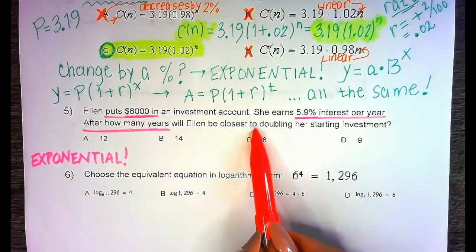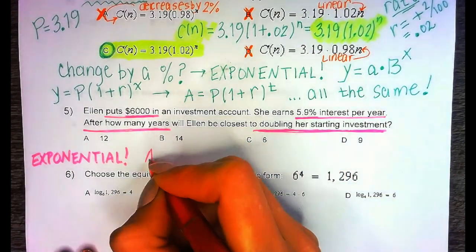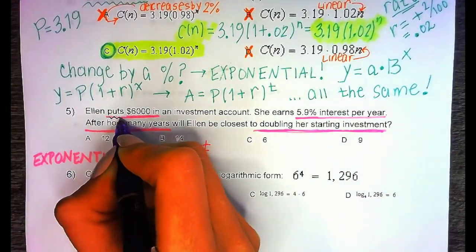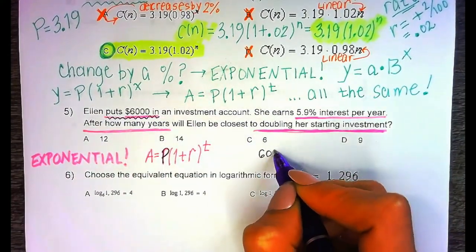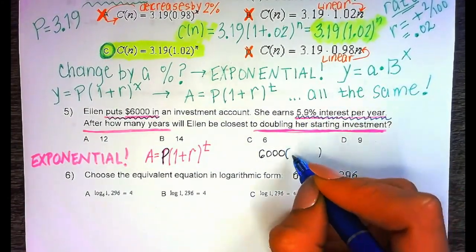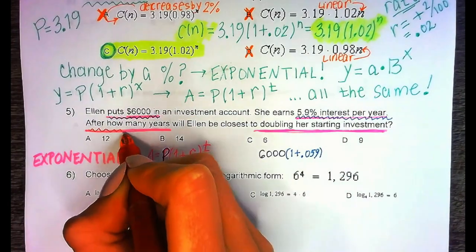The first thing we should really catch is that she's earning 5.9% interest per year. That's a dead giveaway that we're working with an exponential equation. She puts $6,000 in, that's P, our initial investment. The 5.9% interest per year as a decimal means we're adding 0.059.